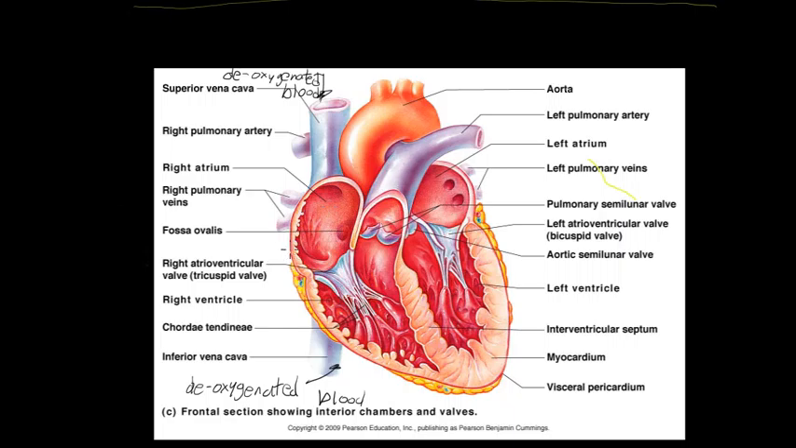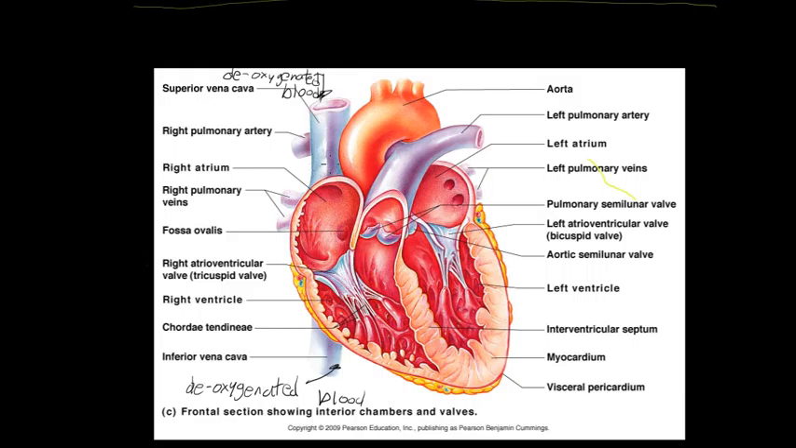So this appears on the left side when you're looking from the front, right? But when you're standing in the perspective of the person whose heart it is, this is actually the right side of the heart. This is the right atrium. This is the right ventricle here. This is the left atrium, and this is the left ventricle. Okay, so deoxygenated blood flows.